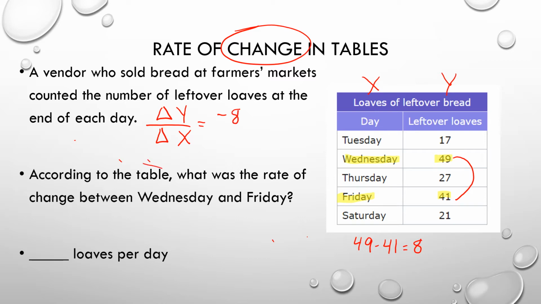It went down 8. And then our x value is from Wednesday to Friday. Well, how many days is that? You don't count Wednesday. So Thursday, Friday. This is 2 days. So we would divide by 2. Now remember, a negative number divided by a positive number gives us a negative number. And 8 divided by 2 is 4. So our answer is negative 4.